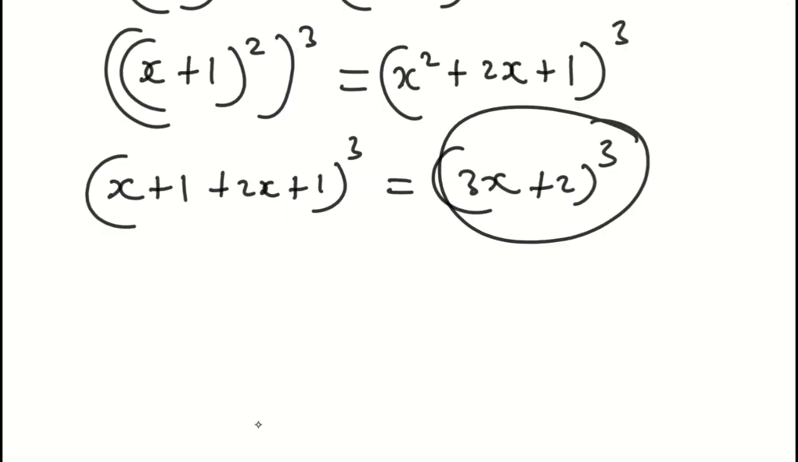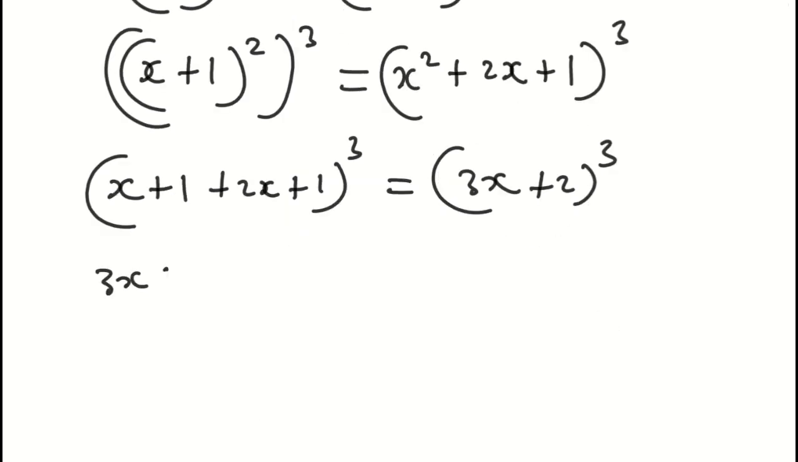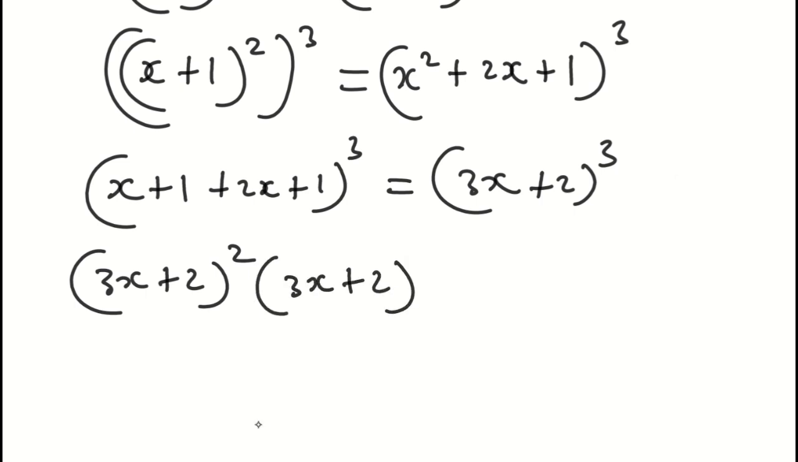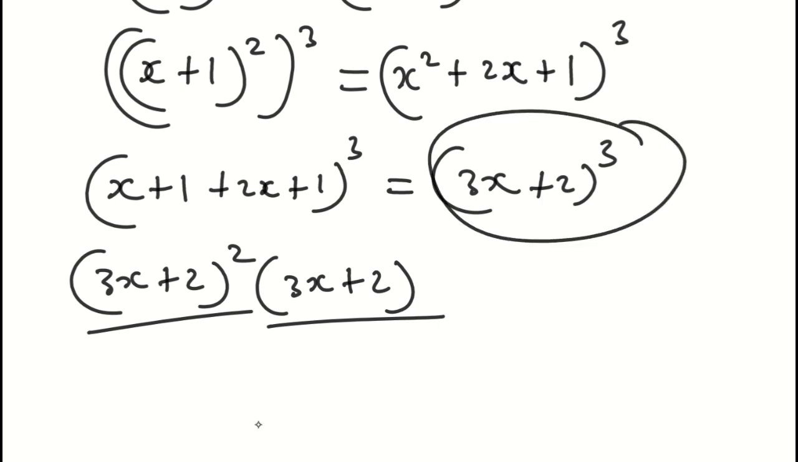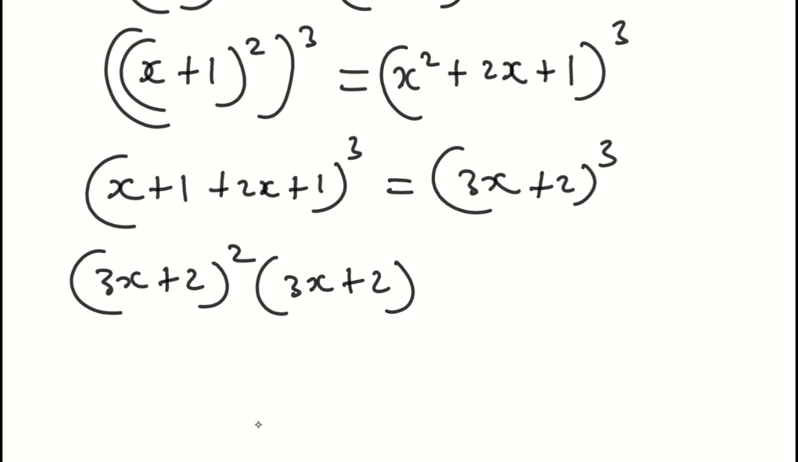Do you know I can rewrite this like this? 3x plus 2 in bracket raised to the power 2 times 3x plus 2. Yes, I can do that. If you multiply this and this, you get what? 3x plus 2 all raised to the power of what? 3. So let us expand 3x plus 2 all raised to the power 2.